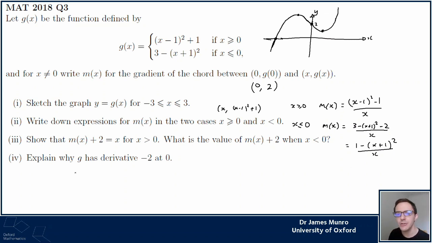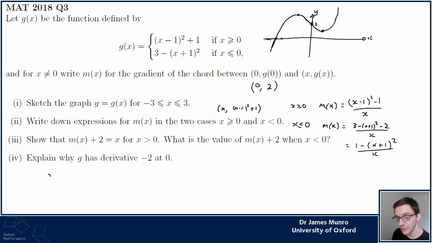I suppose we should look at part 3 next. I'm getting a little bit carried away. I've noticed some similarities between these expressions for m. It's quite interesting. I think we're going to get there when we get there. So part 3: show that m of x plus 2 is x when x is positive. I suppose this was only the case for x positive, not 0.